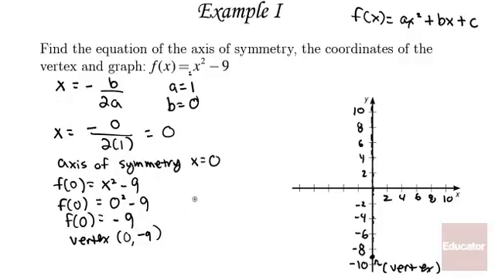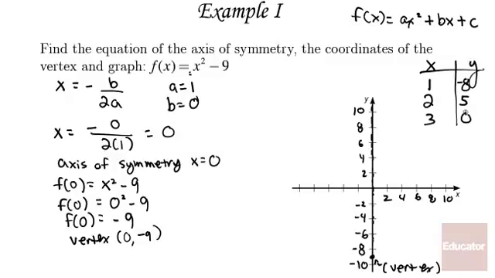Now, in order to graph this, I need to find some other points. So let's find some values for x and then figure out what f of x is at those points. When x is 1, well, that would be 1 squared minus 9. You're going to get negative 8 for y. When x is 2, 2 squared is 4 minus 9. That's going to give me negative 5. Let's see. When x is 3, 3 squared is 9 minus 9 is 0.